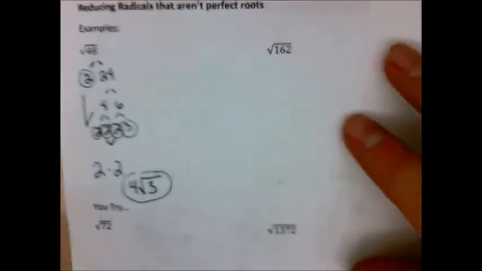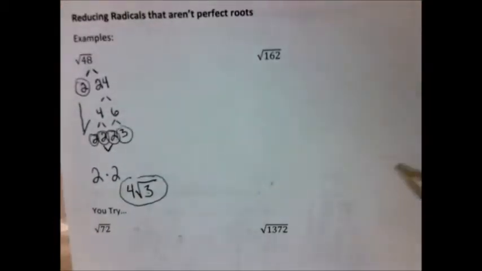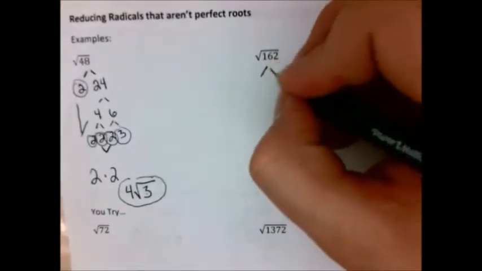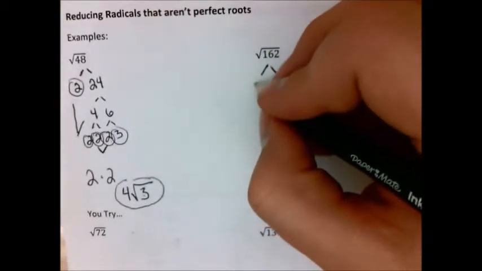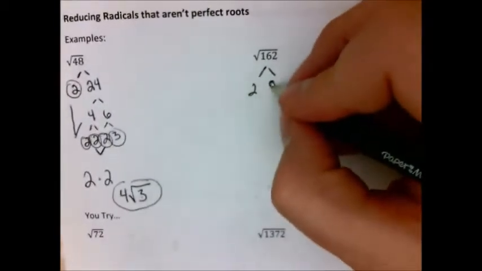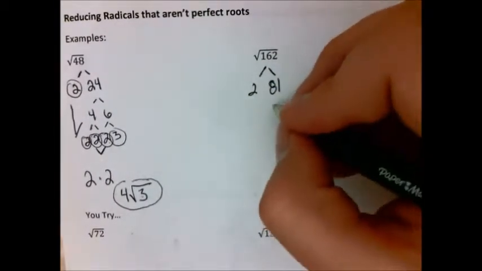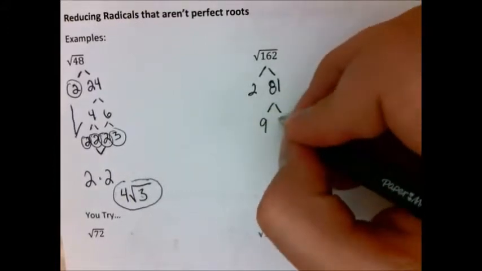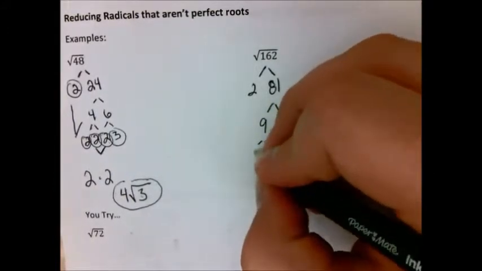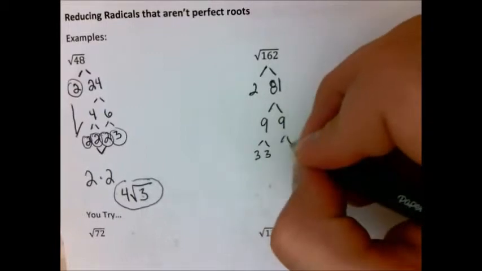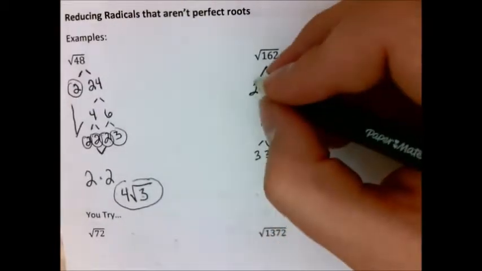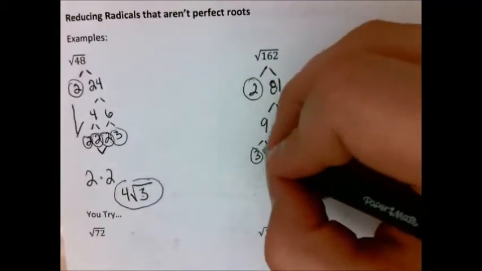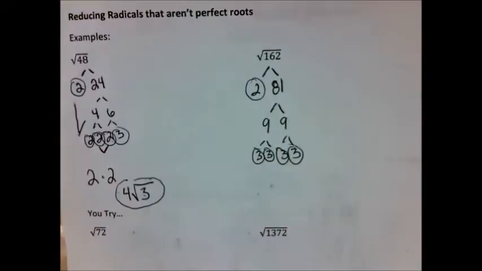Let's move on to the next one. Alright, let's try this one. Let's break this down. We're just going to say 2 and 81. This breaks down into 9 and 9. This breaks down into 3, 3, 3, and 3. So we've broken it down. We've got a 2, a 3, a 3, a 3, and another 3 right there.